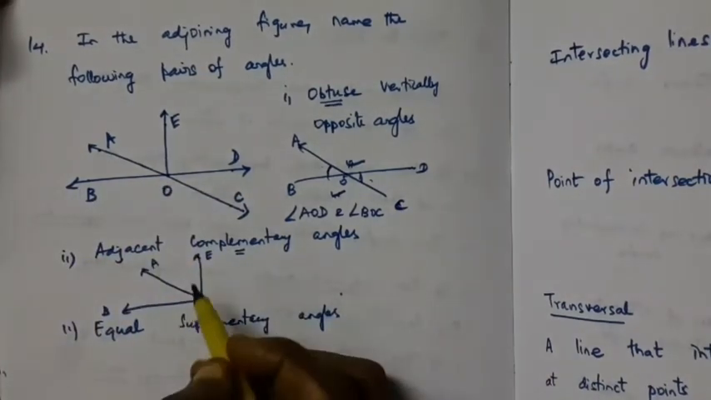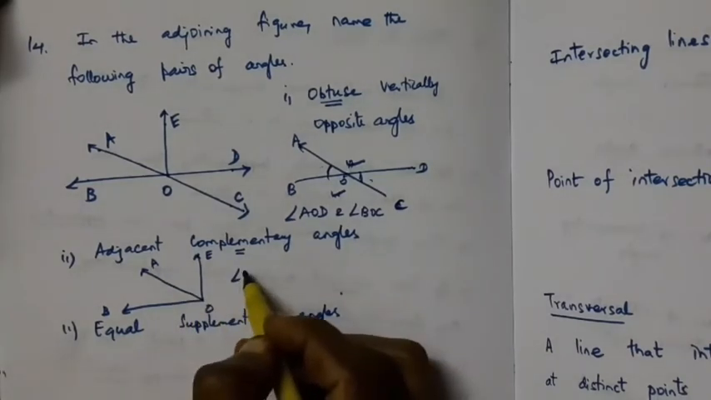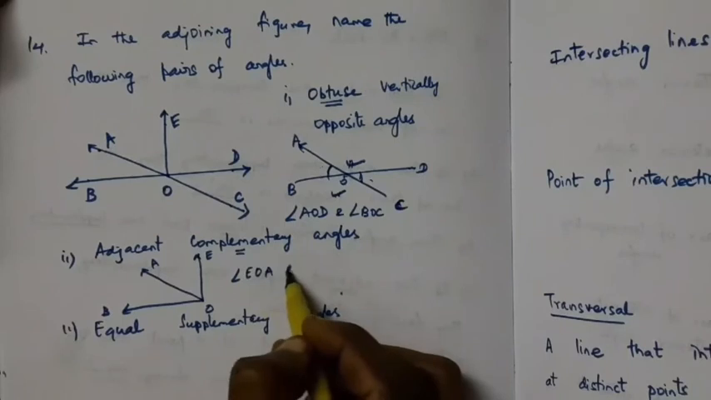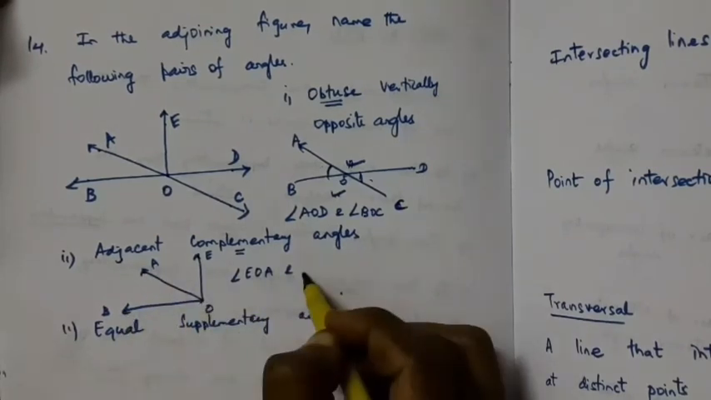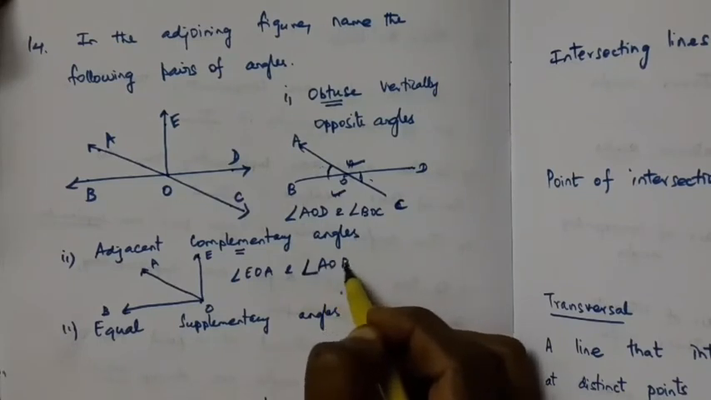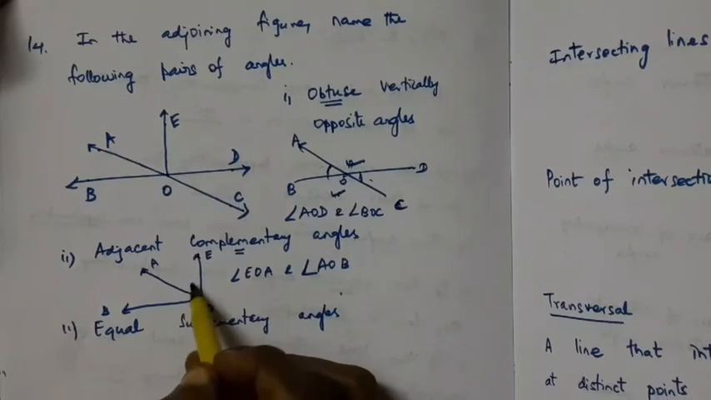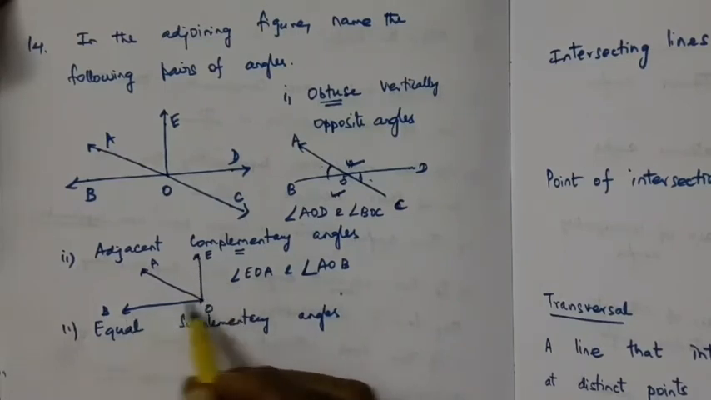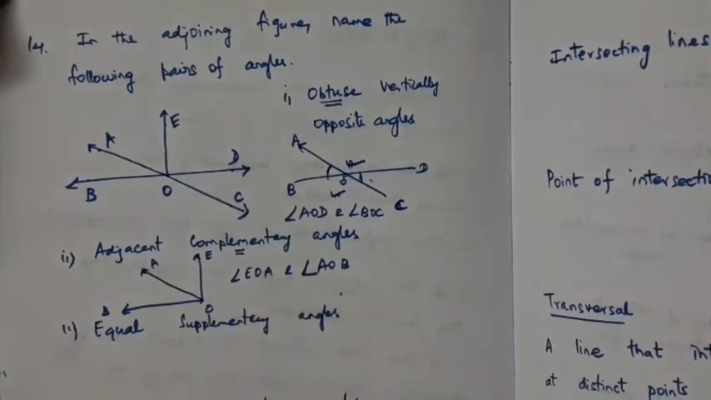Okay. Here you can see these two angles are adjacent angles. What are they? Angle EOA and angle AOB. These two angles are adjacent angles, and also if you add them, they will together give 90 degrees. So they are adjacent complementary angles.